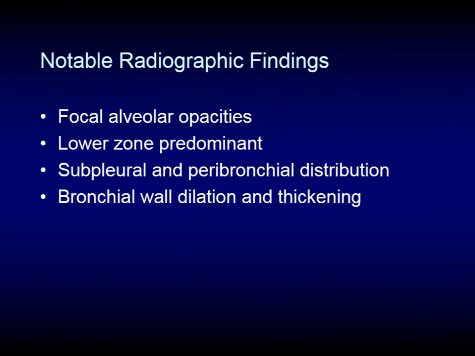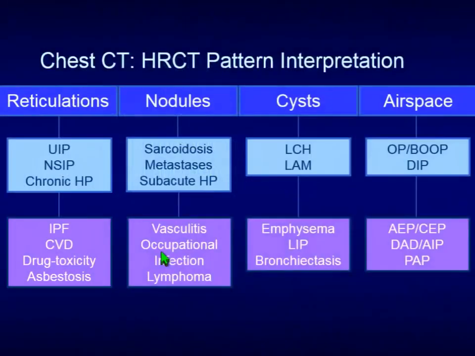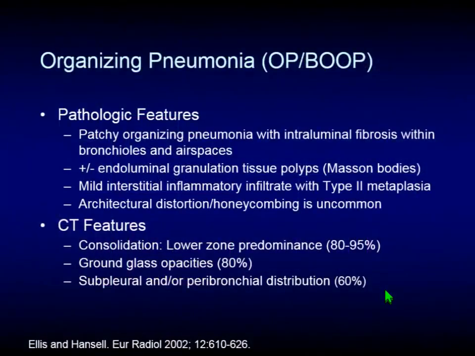But clearly, this is an airspace disease, and as Rob will talk about here, clinical history is really important when you're dealing with airspace disease because the differential is often very broad. Again, these are some of the other entities that we see that are predominantly characterized by airspace disease: acute and chronic eosinophilic pneumonia, acute interstitial pneumonia, diffuse alveolar damage, and pulmonary alveolar proteinosis.